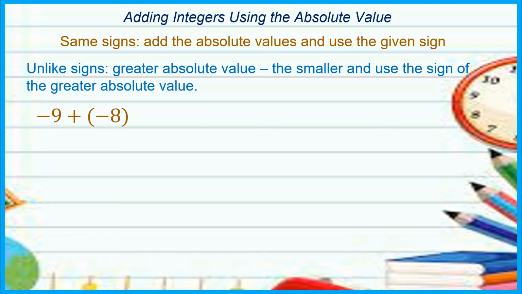Supposing we have negative 9 plus negative 8. So they have the same signs. What we need to do is to add the absolute value of negative 9, which is 9, and the absolute value of negative 8, which is 8. And then we are going to follow the sign, which is negative. So we will be having negative 17.